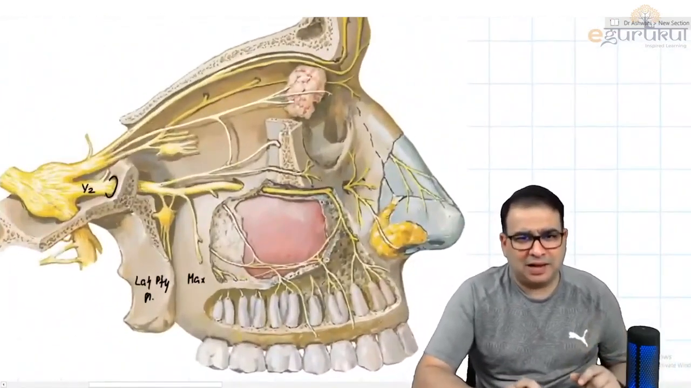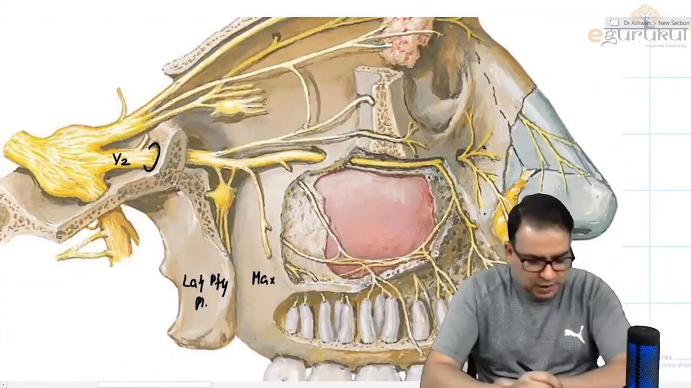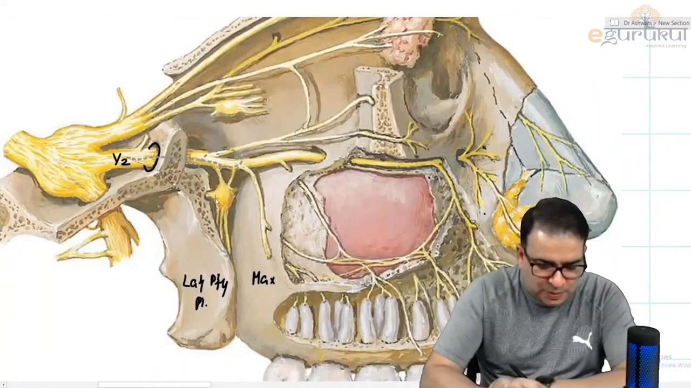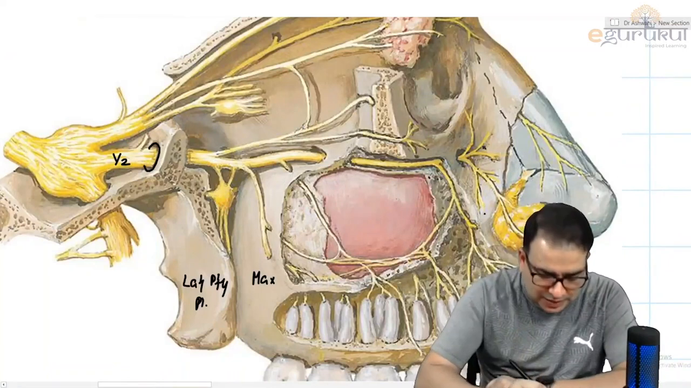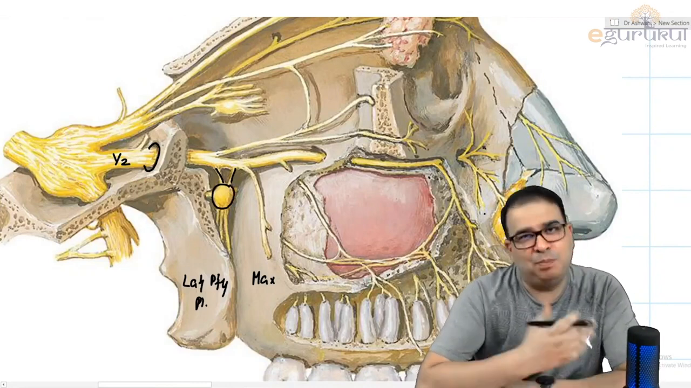चलो कोई बात नहीं, अभी फिलहाल के लिए याद रखते हैं. So that fossa over there is what fossa? That is the pterygopalatine fossa. So beta, the maxillary nerve comes into the pterygopalatine fossa, and in the pterygopalatine fossa the maxillary nerve is topographically connected to another ganglion here, and that is the pterygopalatine ganglion.